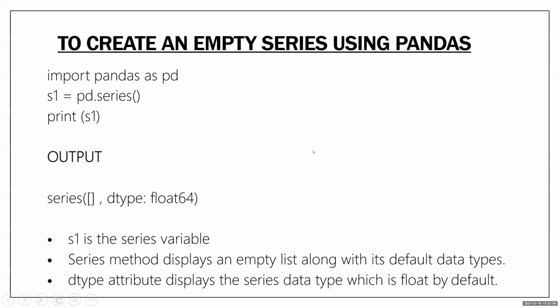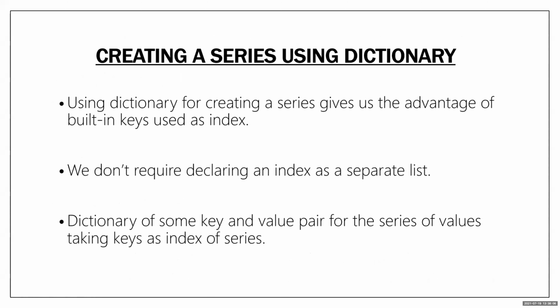The significance of using an alternate name is that we can use pd instead of writing pandas every time we need to use it. The import statement is used for loading the pandas module into memory. A series in pandas can be created using a dictionary. Using a dictionary for creating a series gives us the advantage of built-in keys being used as the index. We don't require declaring an index as a separate list.